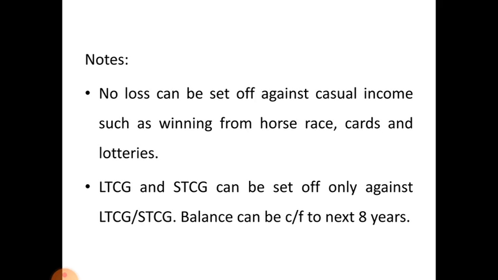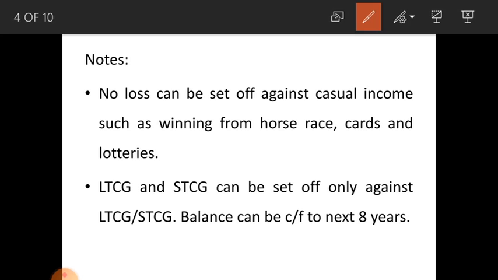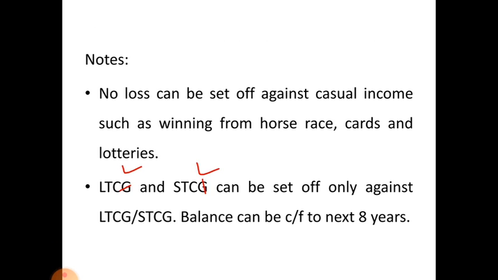No loss can be set off against casual income such as winning from horse race, cards and lotteries. I already explained this point in previous sessions. Next, second one, long term capital gain and short term capital gain can be set off only against long term capital gain, short term capital gain. This is long term capital loss and short term capital loss can be set off only against gain. Balance can be carried forwarded to next 8 assessment years.